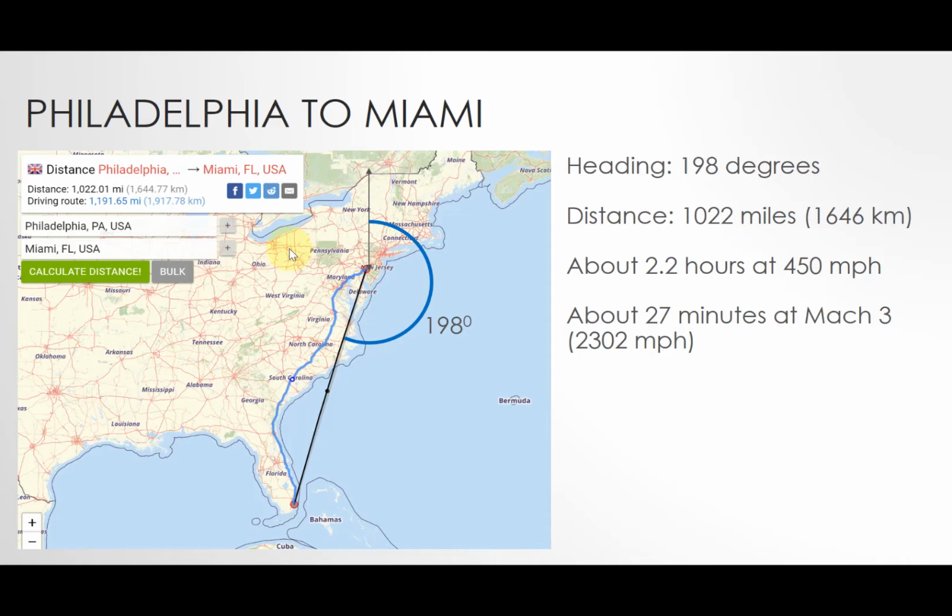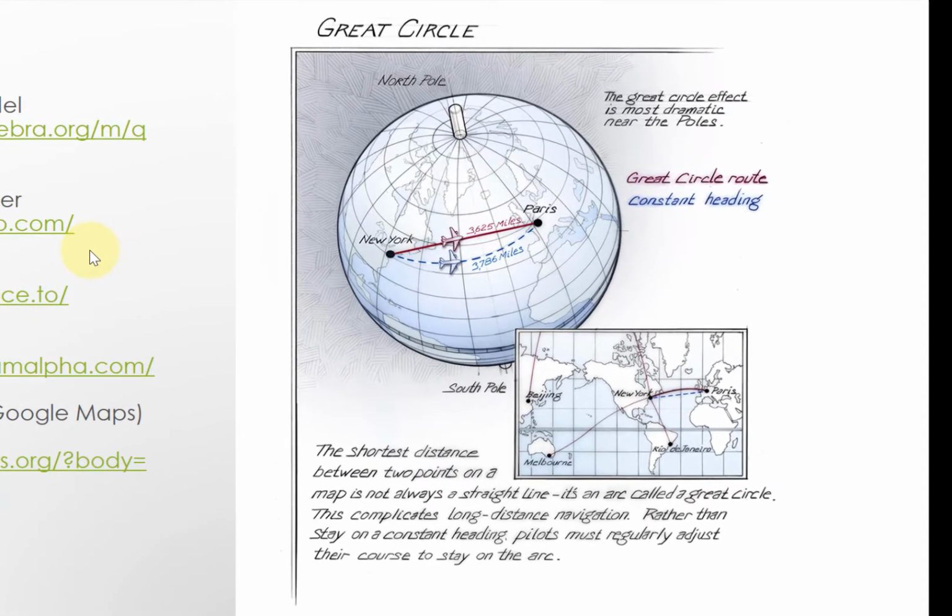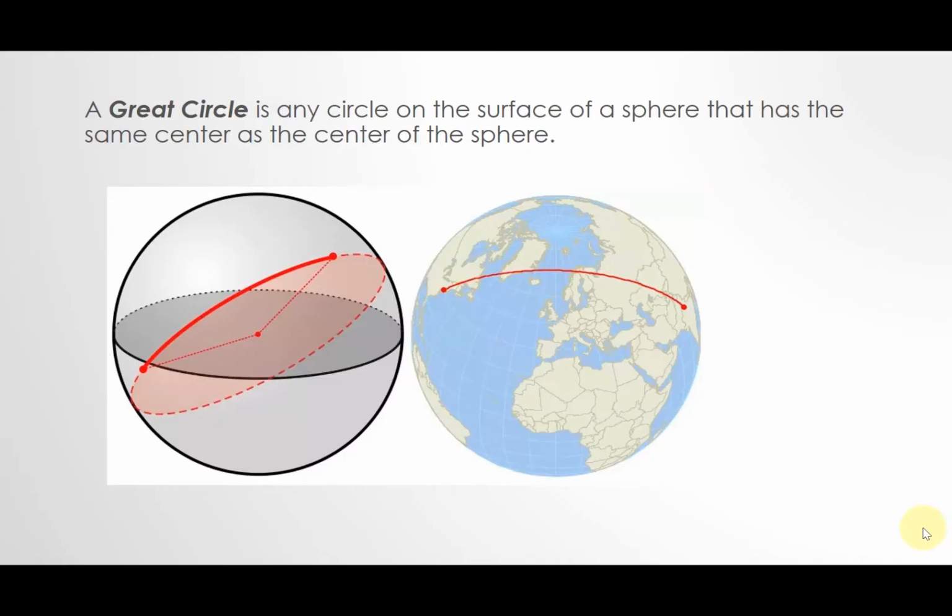If you're going in a typical airplane, maybe 450 miles an hour, it's a little over 2 hours. Imagine if you were going Mach 3, take you 27 minutes to do that. But if you're going on longer trips on the surface of the Earth or any planet, there's a difference between a great circle route, which is this sort of purplish color path, and the constant heading path, which is what's called the rhumb line path. So a great circle is any circle on the surface of a sphere that has the same center as the center of the sphere.